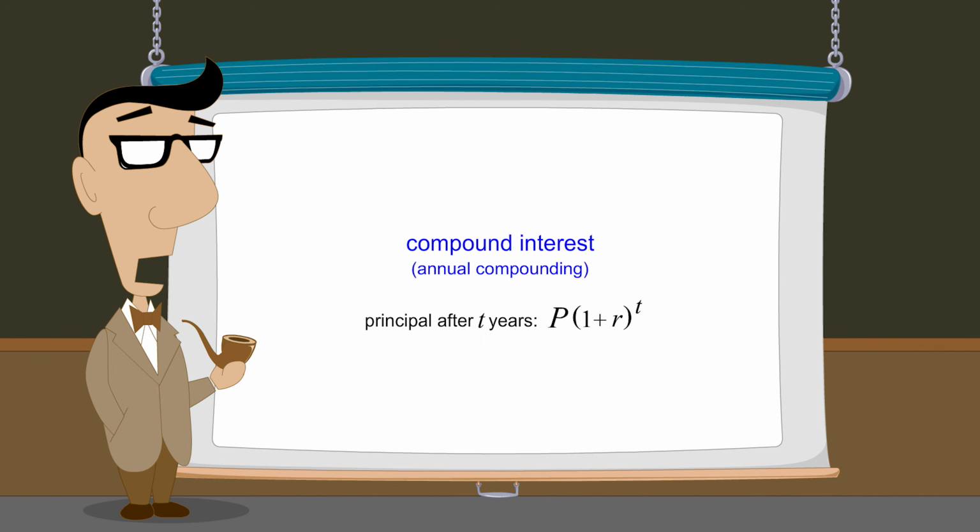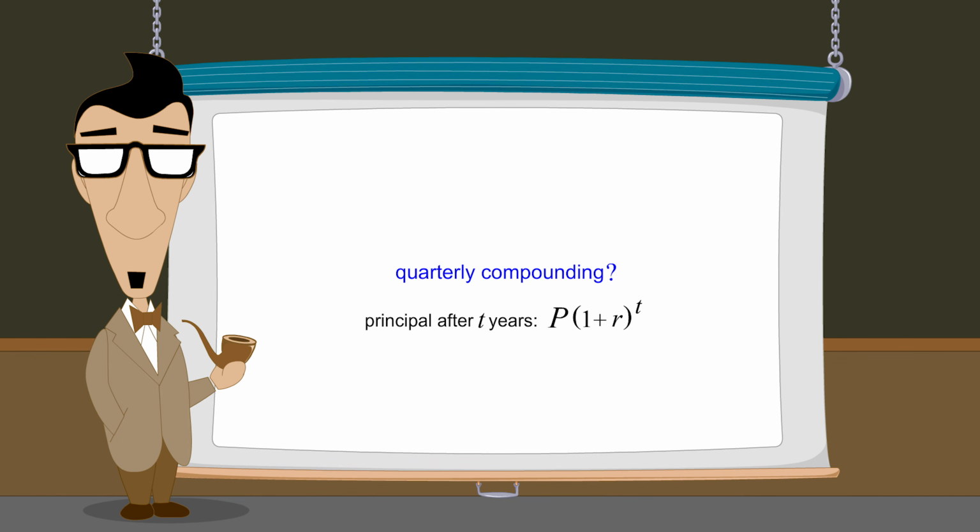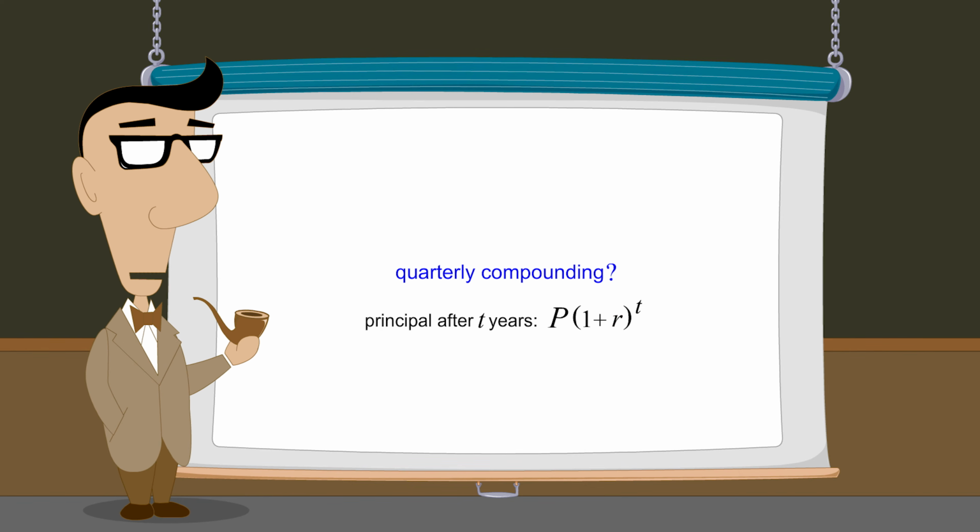This formula can be modified to work for quarterly compounding by making two small changes. With annual compounding, the interest rate for each compounding period was R, the annual interest rate. But with quarterly compounding, each year is divided into 4 compounding periods, so the interest rate for each compounding period will be 1/4 of the annual interest rate.